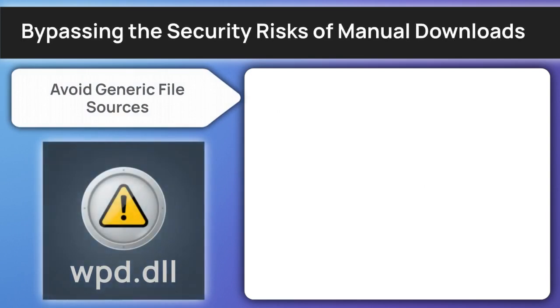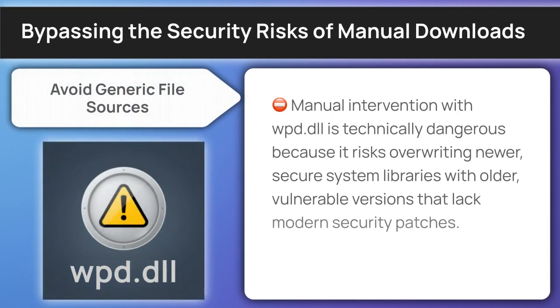From a systems engineering perspective, there is one major security pitfall I need to help you avoid. Safety first. Never attempt to replace the gpk.csp library DLL with files found on random download portals. These sites lack quality control and often distribute files that are incompatible with modern Windows updates.